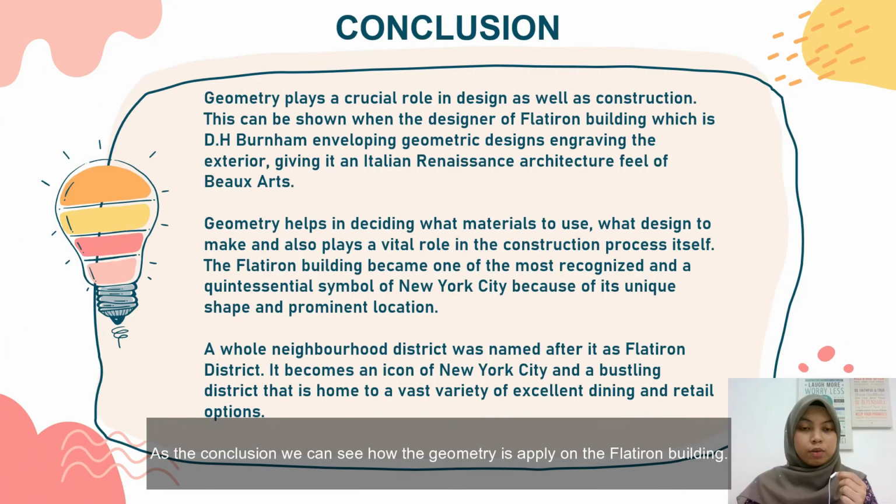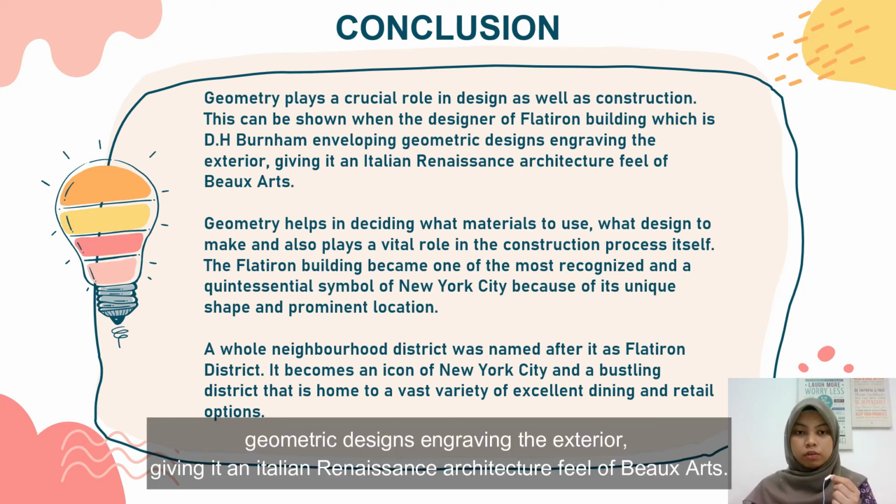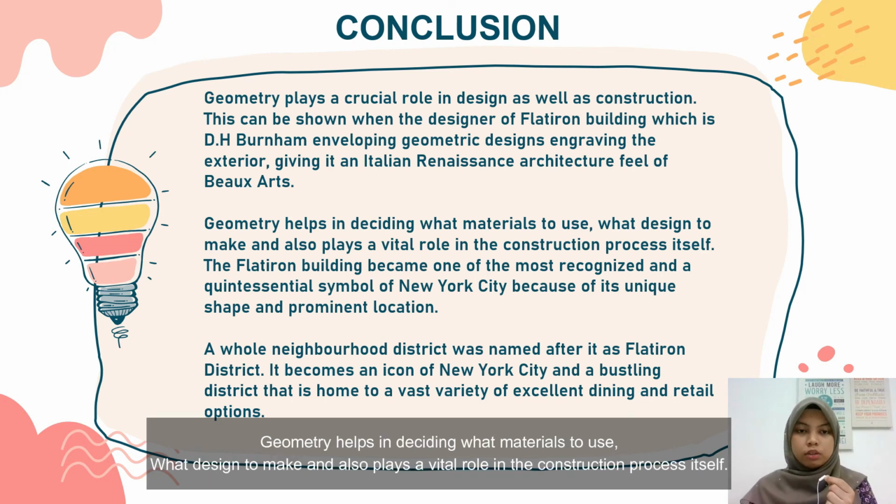As a conclusion, we can see how geometry is applied in the Flatiron building. Geometry plays a crucial role in design as well as construction. This can be shown in the design of the Flatiron building, by D.H. Burnham, enveloping geometric designs and engraving the exterior, giving it an Italian Renaissance architecture feel of Beaux-Arts. Geometry helps in deciding what materials to use, what design to make, and also plays a vital role in the construction process itself.